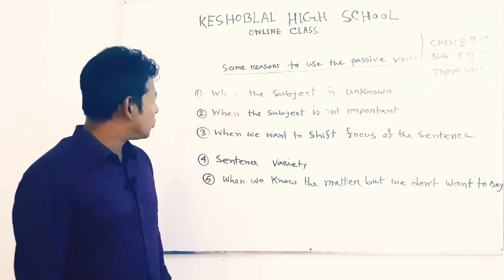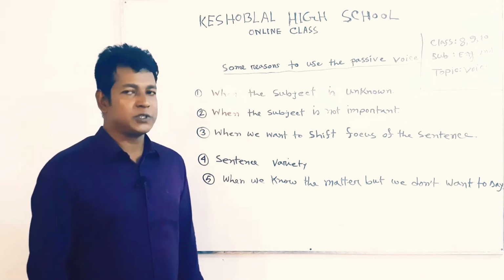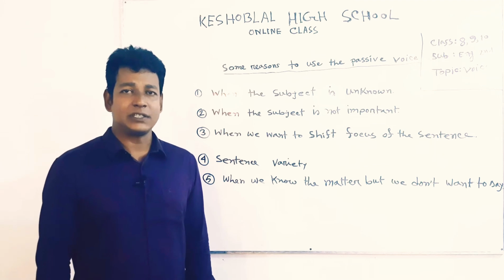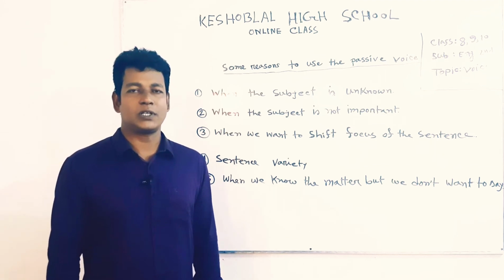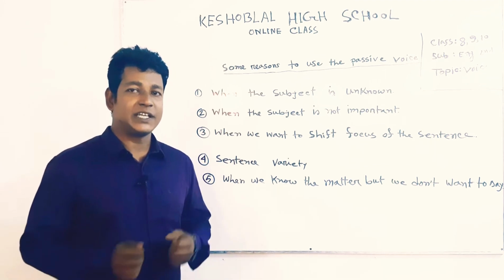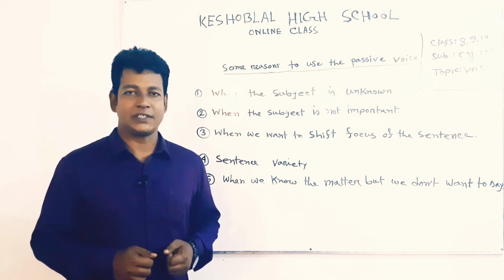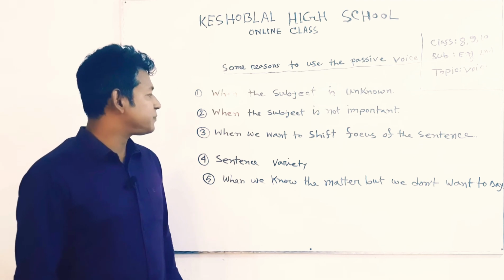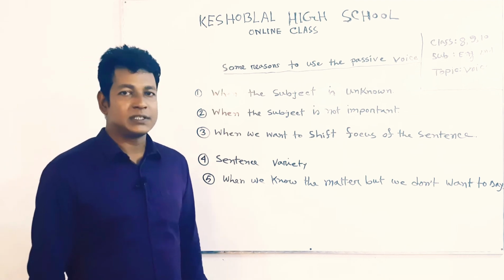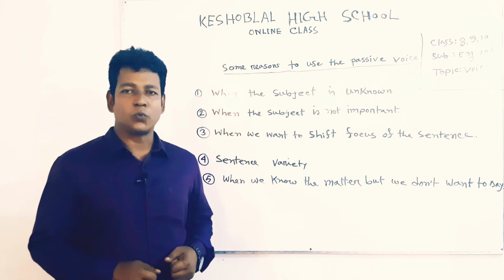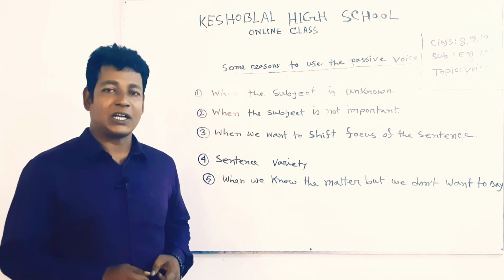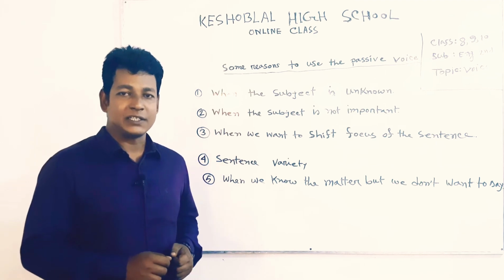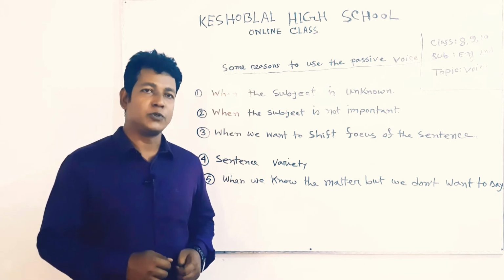Number two, when the subject is not important. If the person who did the action is just not important to our sentence, then we can take it out and use the passive. Number three, when we want to shift focus of the sentence. If we want the object of our last sentence to now be the subject of our next sentence, we can use passive to make a switch.